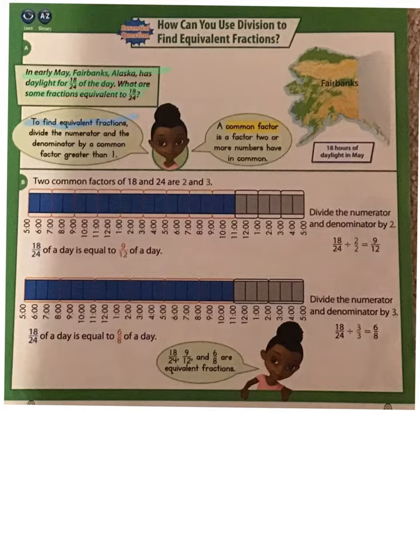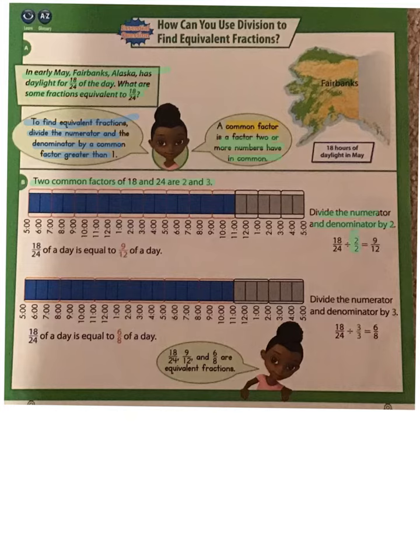To find equivalent fractions, divide the numerator and the denominator by a common factor greater than 1. A common factor is a factor two or more numbers have in common. So, two common factors for 18 and 24 are 2 and 3. So we have to divide the numerator and the denominator by 2. You have to divide it by the same number, which is equal to 1.